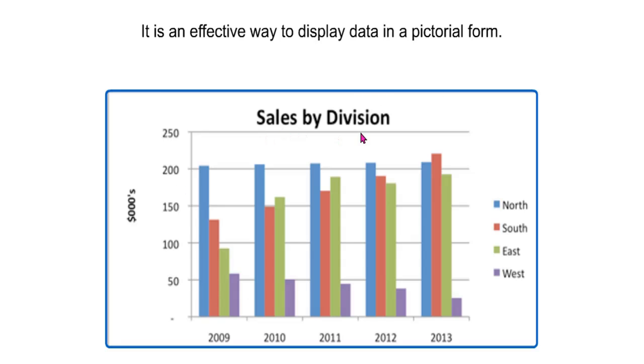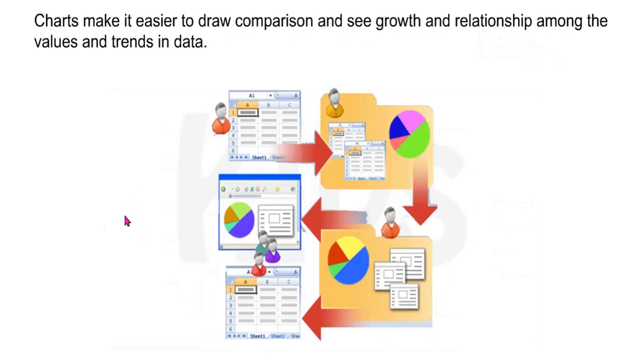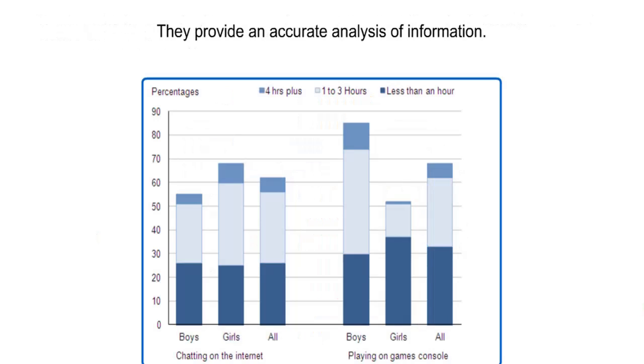It is clear, sales by division and the year, everything. It helps to provide a better understanding of large quantities of data. Charts make it easier to draw comparisons and see growth and relationships among the values and trends in data. They provide an accurate analysis of information. If you read 10 pages of text, you will get less information. The same story, if depicted in a picture, you can easily understand.